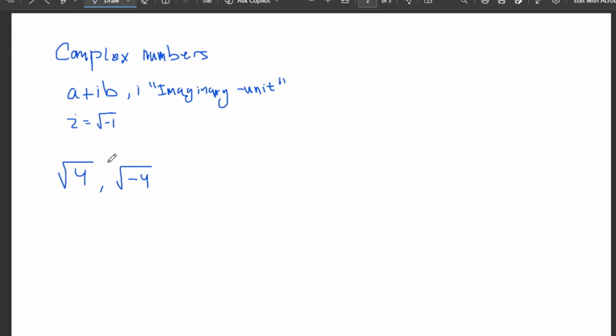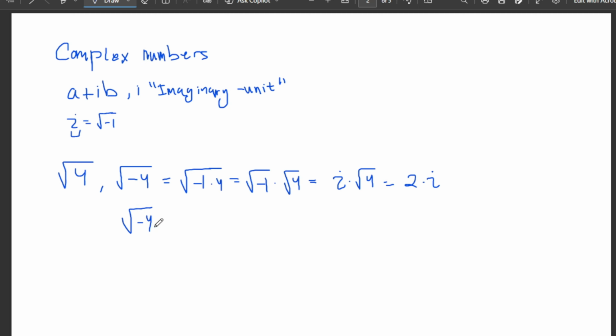This is where i comes into play. Remember that the square root of a times b is the same thing as the square root of a times the square root of b. So we can write this expression as the square root of -1 times 4, hence the square root of -1 times the square root of 4. The square root of -1 is i, so i times the square root of 4, which leaves us with 2i. So the solution for the square root of -4 must be 2i.